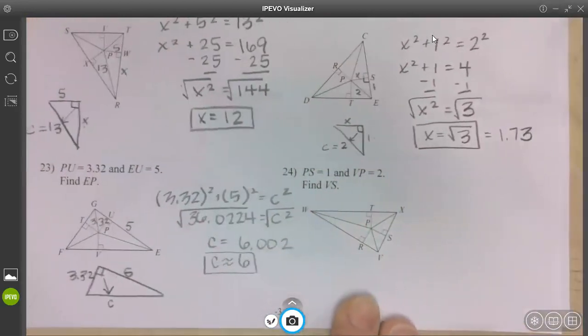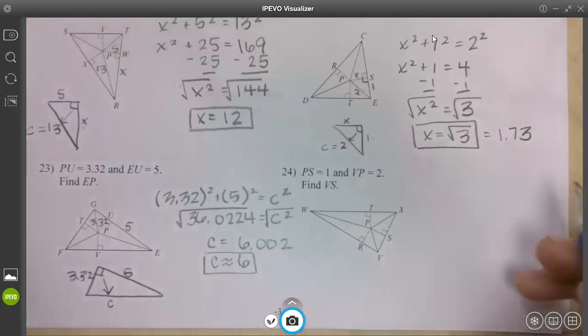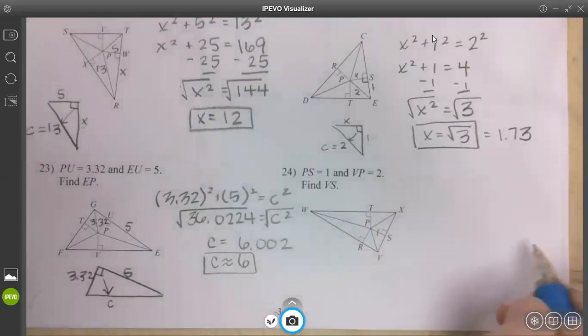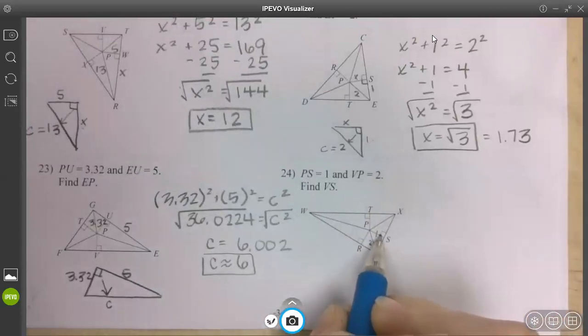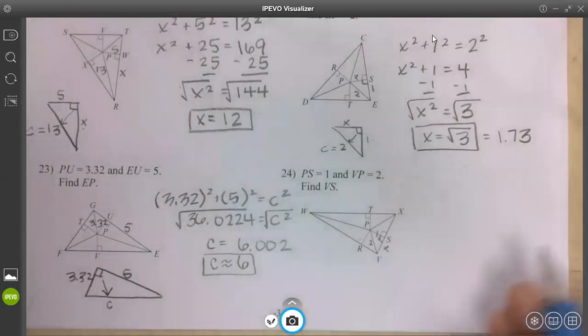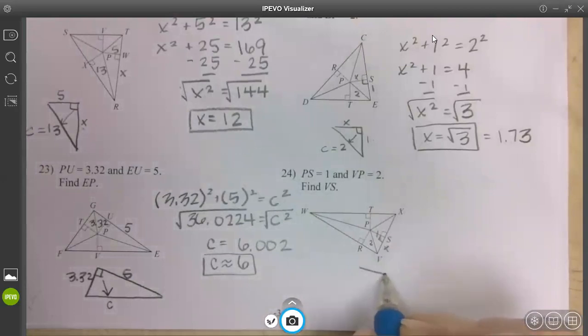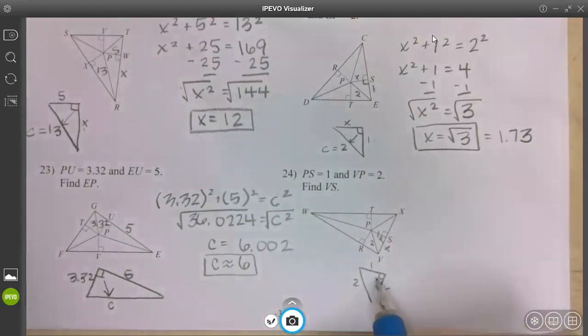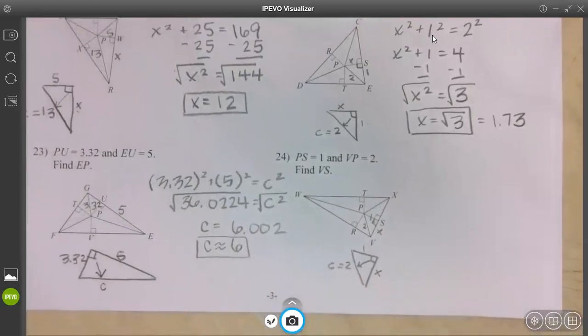Look at your next one. These are all exactly the same. PS is 1. VP is 2. Remember that there's a little 90 degree right there as well, and it wants you to find VS. So I'm going to redraw that triangle. Here's your 90 degrees, 1, 2, and X. Remember, the only one that matters is across from the 90, and that will be your C.